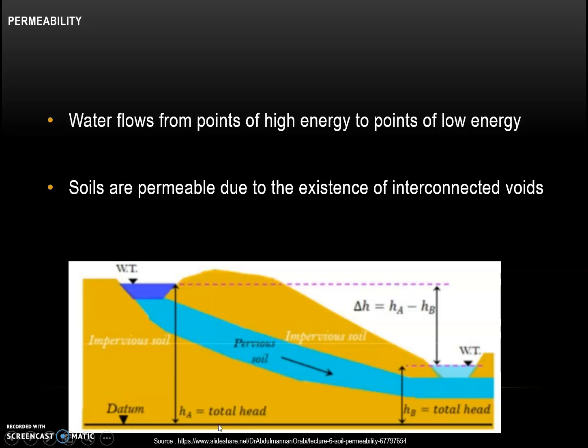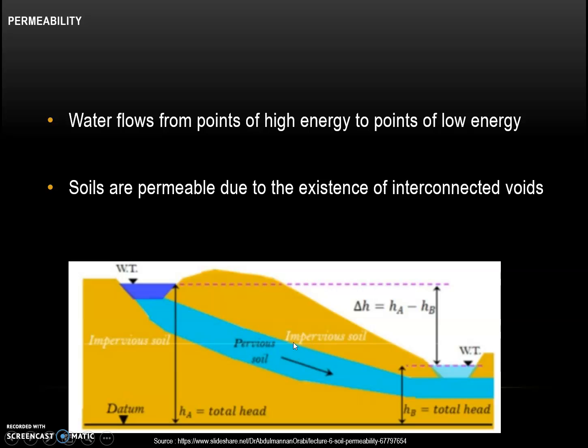In this figure, we can see a datum line, that is the reference line, above which the head of water is measured at point A. So the distance between the reference line, that is datum line, and the water table at point A is HA, which is known as total head. Similarly, the distance between the datum line and the level of water at point B is HB, which is known as head at B, that is total head. And the difference between the head, that is HA minus HB, is equal to delta H, which is the head loss.